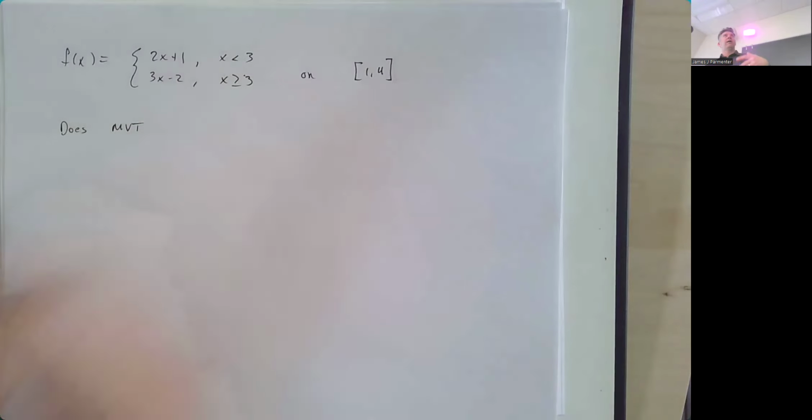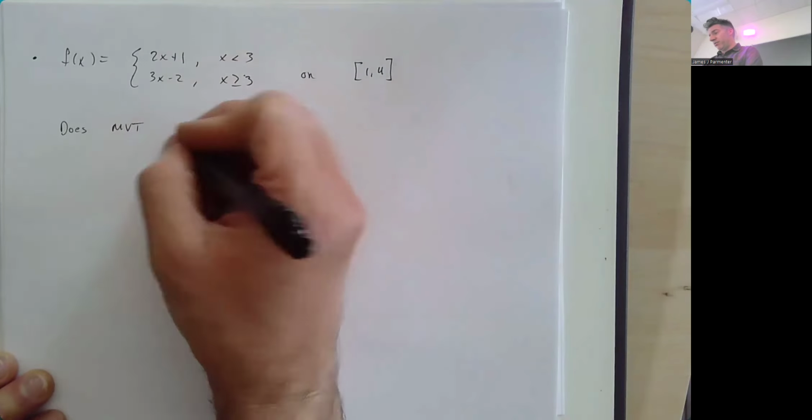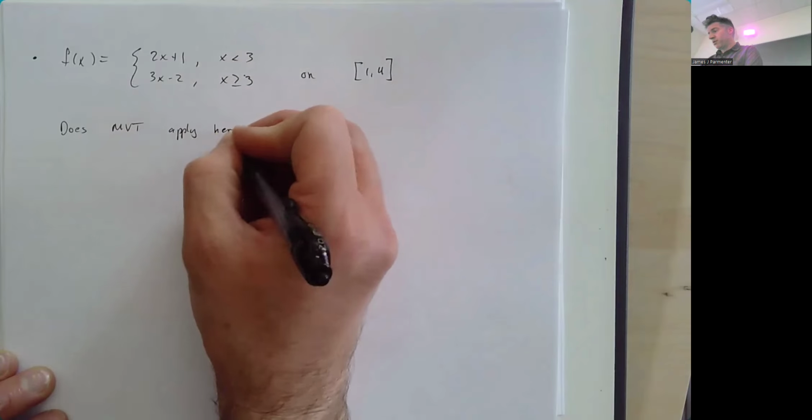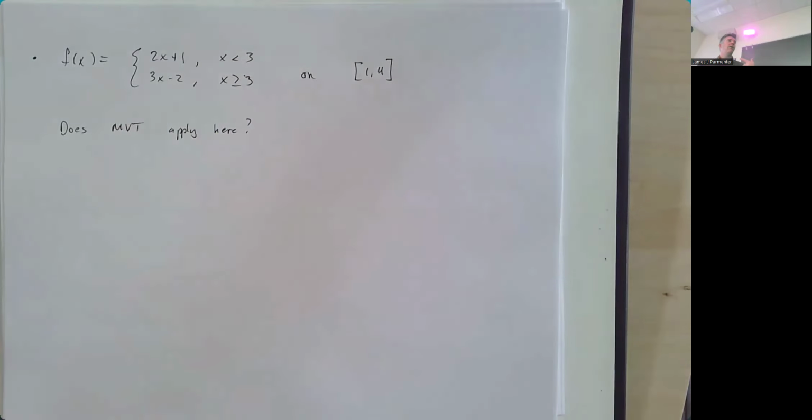So I'm still asking the same sort of question, like find the value c guaranteed by the mean value theorem if the mean value theorem can be applied. But the question we're asking is, does the mean value theorem apply here? So have we met all the criteria for the mean value theorem, which is that the function has to be continuous and differentiable? Well, let's check out continuity. So where might we be concerned about continuity? Right, when x is 3.